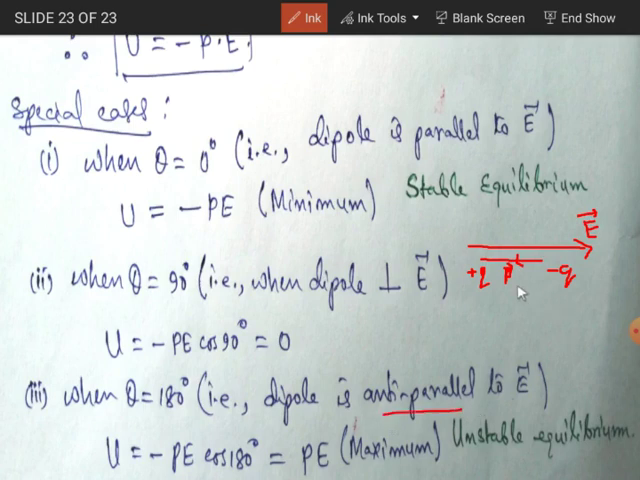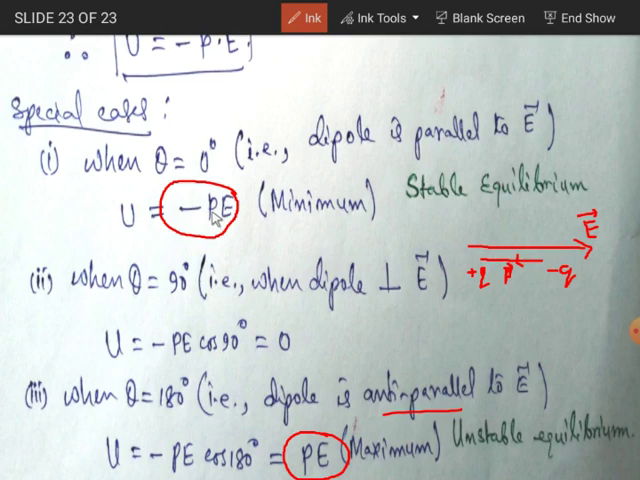In such an anti-parallel condition, your U, that means potential energy, will be equal to PE. And when you compare all these different positions and angles, this PE is the maximum positive, and here your potential energy is minus PE, and this is the minimum.